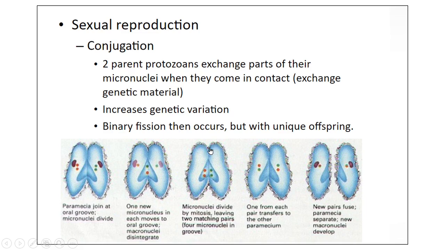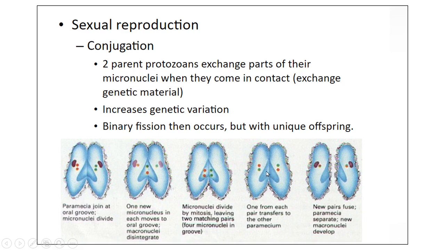Now, it's not only in microorganisms like bacteria, it also happens in protists. Here is a paramecium. It also undergoes conjugation, and in this case, two parent protozoans come together in contact and exchange parts of their micronuclei. Please do notice that one paramecium has orange micronuclei, while the other paramecium has green micronuclei. Now, they have undergone conjugation and eventually exchanged their micronuclei.